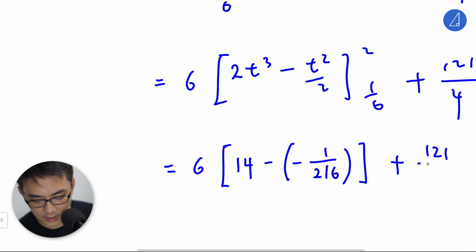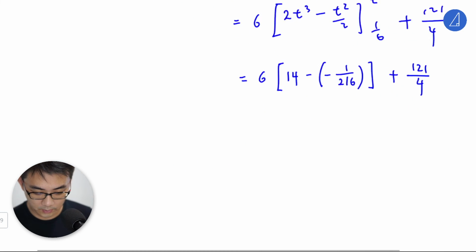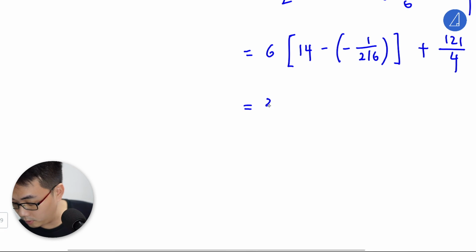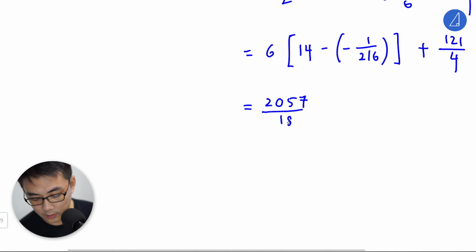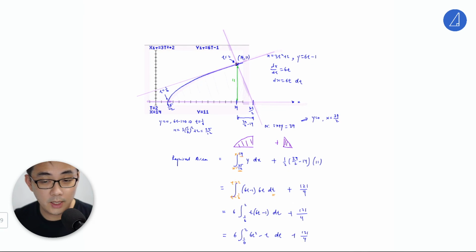I hope this is the answer. Just key in the calculator, you should be able to get the answer there. There you go. So this would be 2057 over 18 square units. Alright, so I do this question here proficiently. Let's look at part 3.